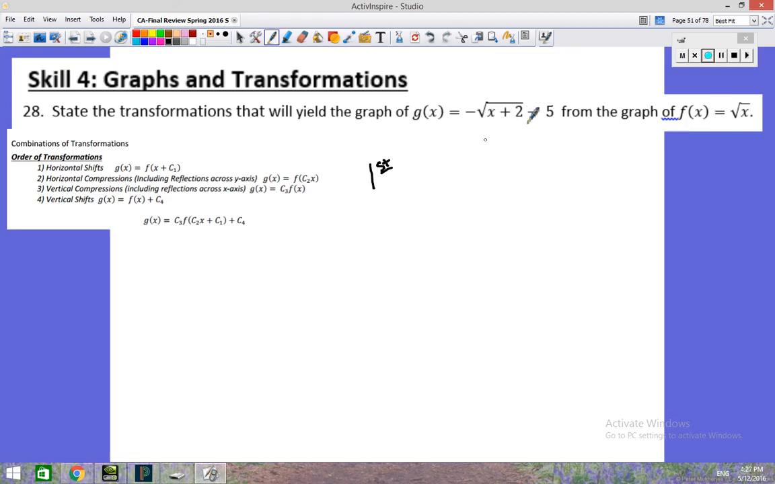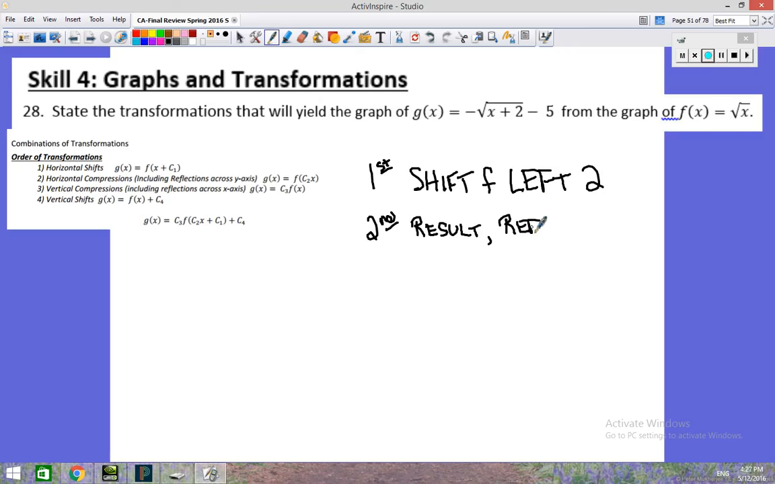First, where the +2 is bizarre, we shift our original parent function, which was f, to the left 2 units. Now, when we go to make our second transformation, we're not working on f anymore. We're working on the result of our graph from step 1. So here we want to look at the result, and we deal with this negative sign, which is a reflection across the x-axis.